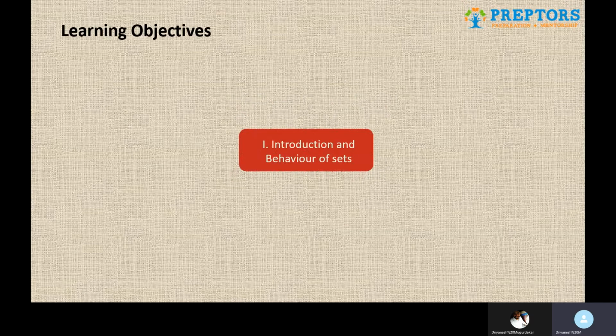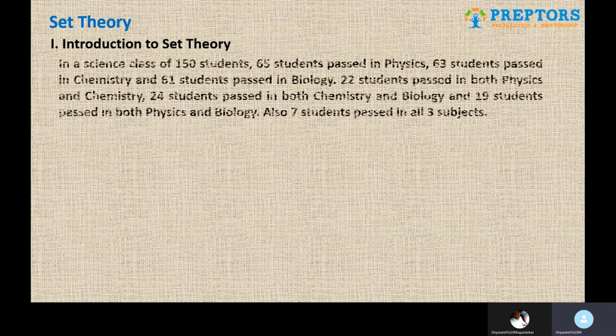So let's see what we have in the concepts. So we have three parameters set. Let's read the information first. They're saying in a science class of 150 students, 65 students passed in physics, 63 passed in chemistry, 61 passed in biology, 22 passed in both physics and chemistry, 24 passed in both chemistry and biology, and 19 passed in both physics and biology. Also 7 students passed in all the three subjects.